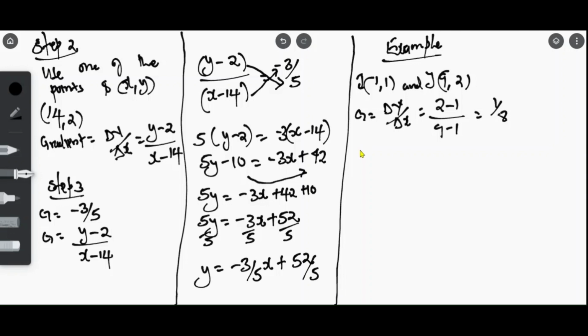The second step, I use one of the points. So I'll use one of the points, any. I can either use this one or this one. So I'll use 1 1 and x y.